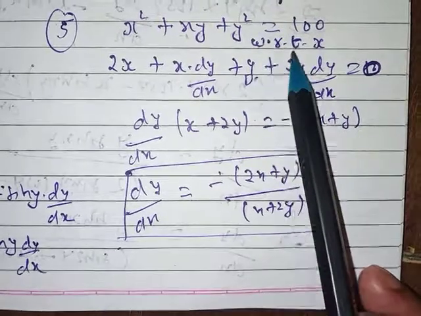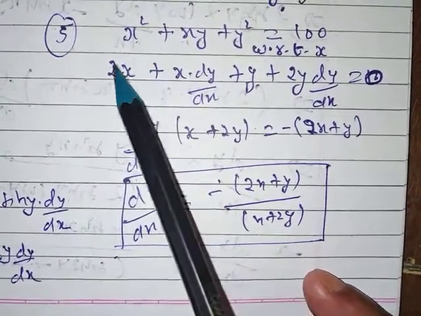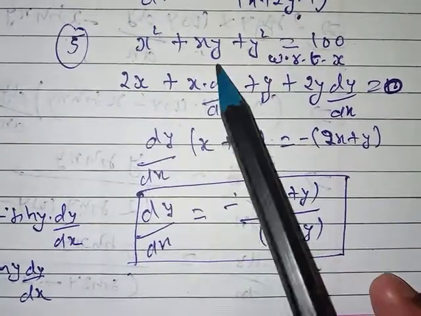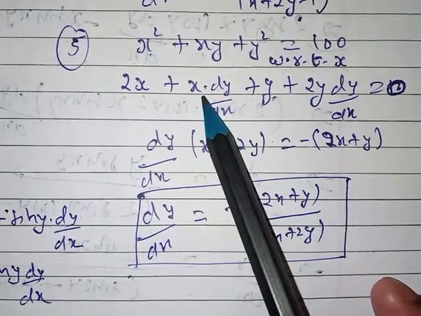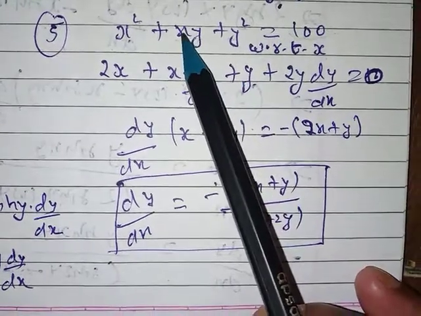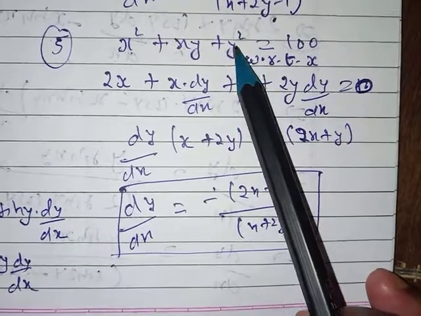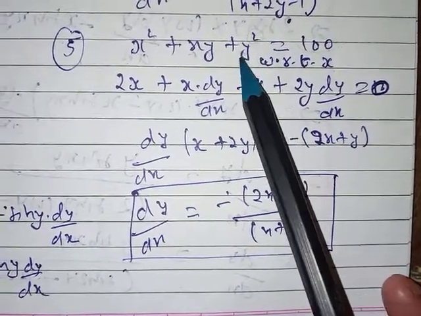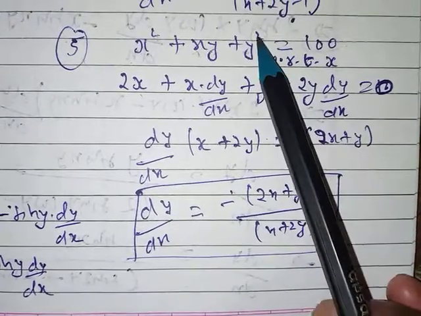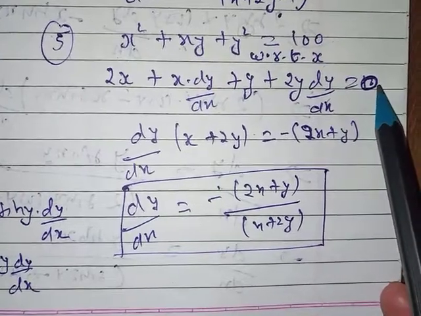So derivative with respect to x. With respect to power, it is 2x, and derivative of x is 1, so it is written as 2x. And in the u into v form, x is constant, derivative of y is dy by dx, plus y is a constant and derivative of x is 1, so it is only y. Plus now you have to take a derivative of y square, which is 2y dy by dx, is equal to 100. The derivative of a constant is 0.